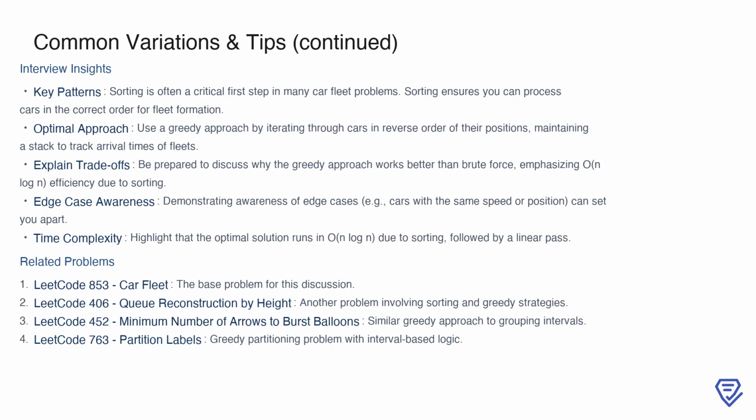To approach car fleet problems effectively, there are a few key insights to keep in mind. Sorting is often a critical first step. It ensures you process the cars in the correct order, starting from the farthest position. Once sorted, a greedy strategy works best. By iterating through the cars in reverse order and maintaining a stack to track fleet arrival times, you can efficiently determine when cars merge into fleets.